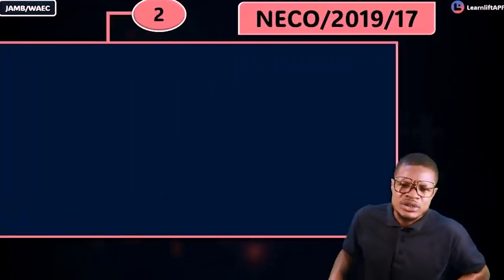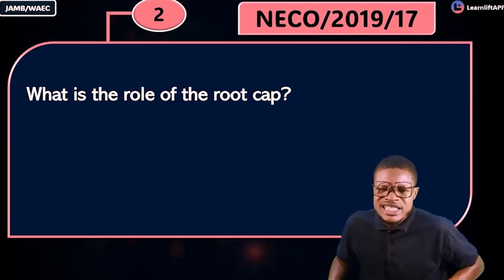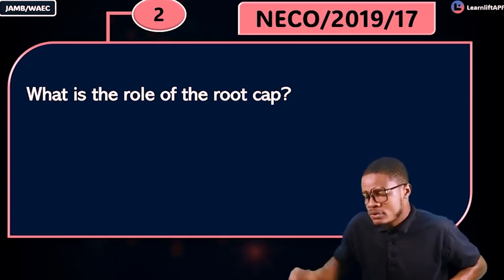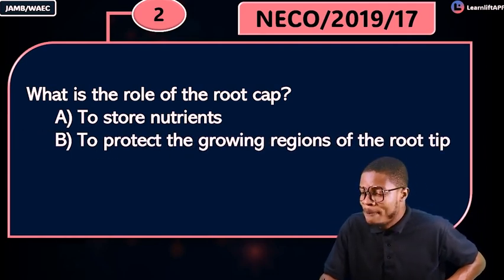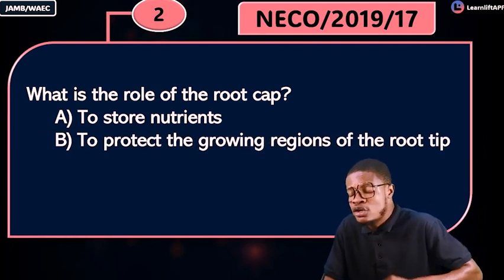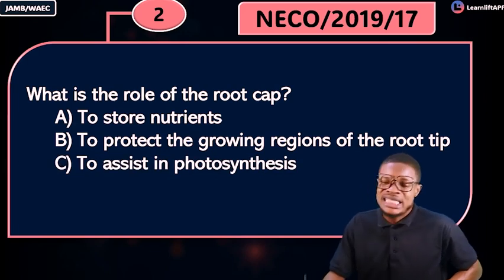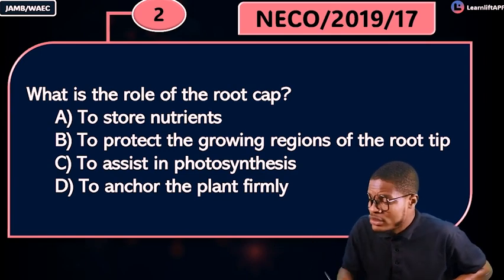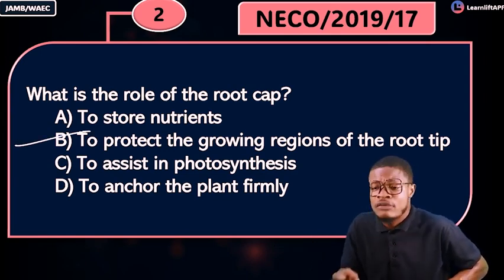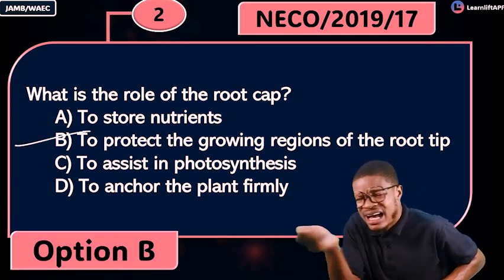Look at 2019 question 17 NECO question. The question says, what is the role of the root cap? Option A says to store nutrients. No. Option B says to protect the growing region of the root tip. Option C says to assist in photosynthesis. Option D is to anchor the plant firmly. Of course, we have answered this question. What is the answer? To protect the growing region of the root tip. Option B is the answer. And you're out of there.